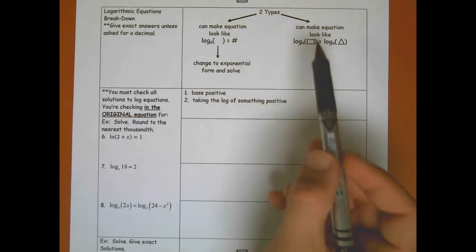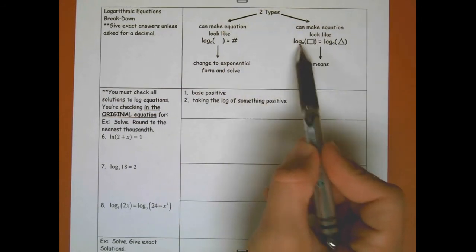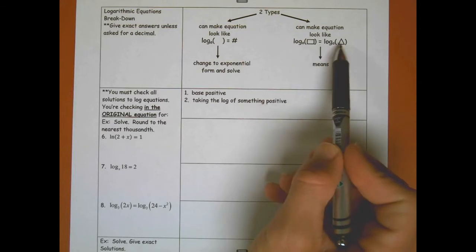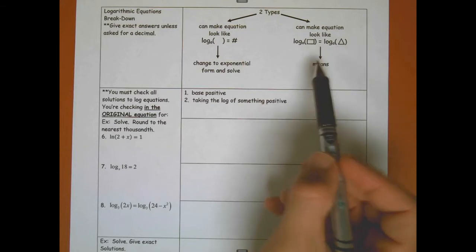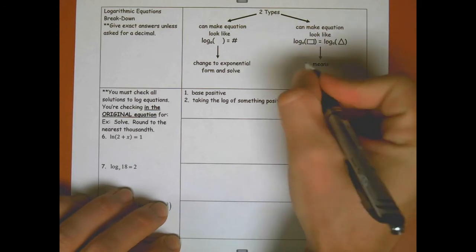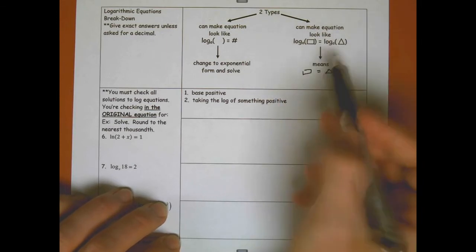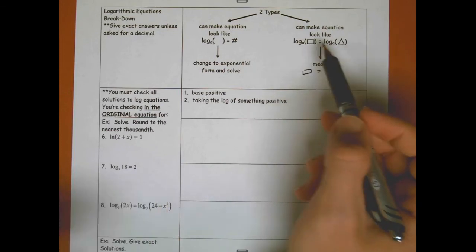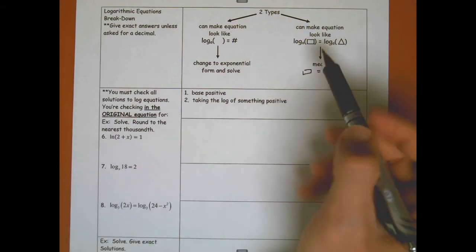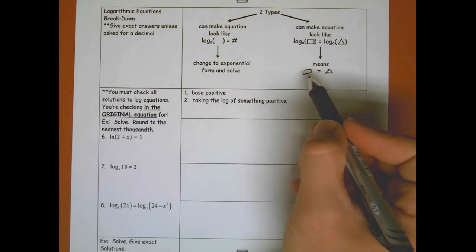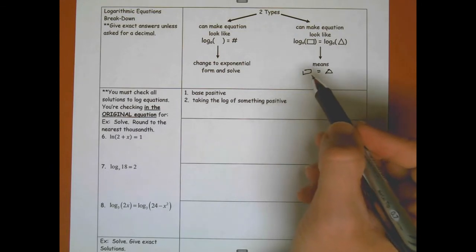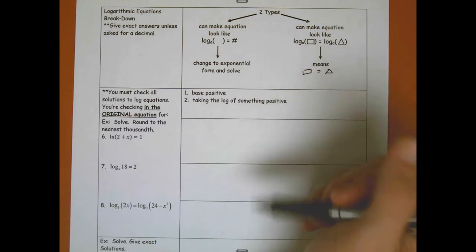And the other case is if you can get a log of something equal to a log of something. That means that we're going to set what's inside the log equal to each other because these are functions. A logarithm is a function. So if you put the same number into the function, you always will get the same number out of the function.